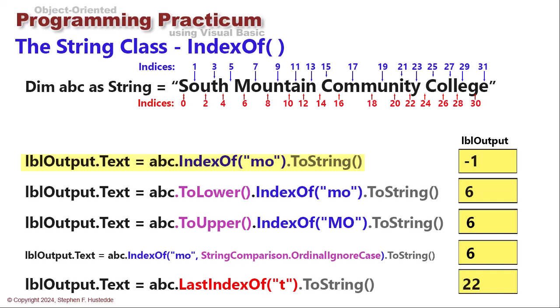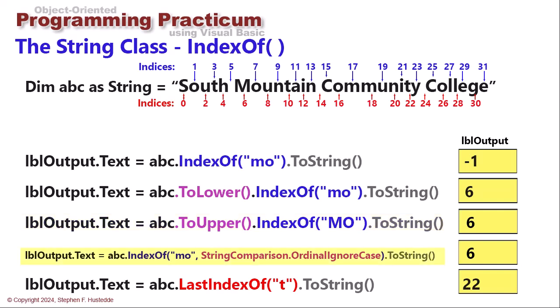How can I do my search and make it case insensitive? I don't care if it's uppercase or lowercase. Well, we can take our string and convert it to either lower or upper. So here, abc.ToLower takes South Mountain Community College and makes it all lowercase, and then my IndexOf, I'm looking for a lowercase mo, and I'll get a 6. Same way I can do it as all uppercase. So abc.ToUpper, and then looking for an IndexOf uppercase MO would also return a 6.